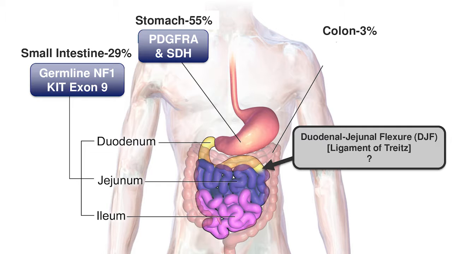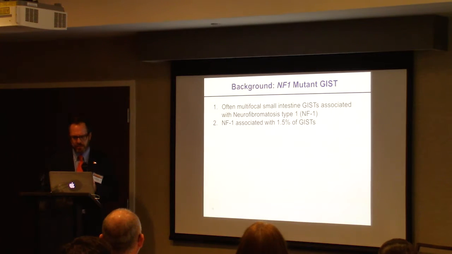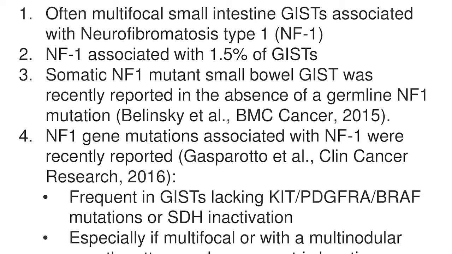But there's a very particular area where the small bowel goes from the duodenum to the jejunum. In terms of locations, it's a very unique spot in terms of how we operate on patients and what operations they need. So at the time, what did we know about the NF1 GIST? They tend to occur in patients with neurofibromatosis, or NF1. This is a hereditary syndrome. These NF1-associated GISTs were thought to be fairly rare, less than 2%.